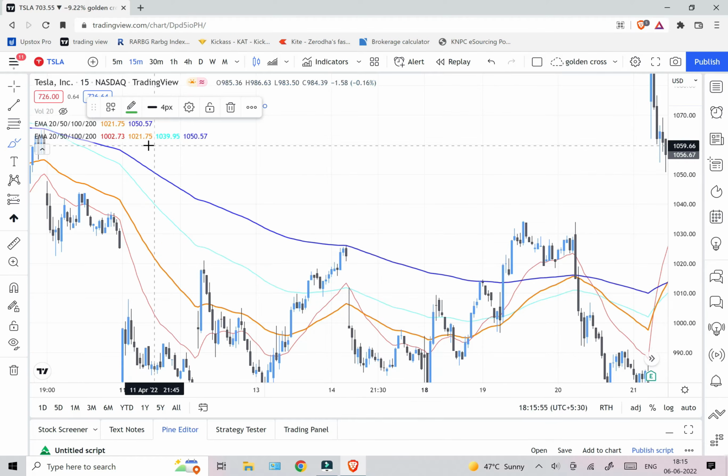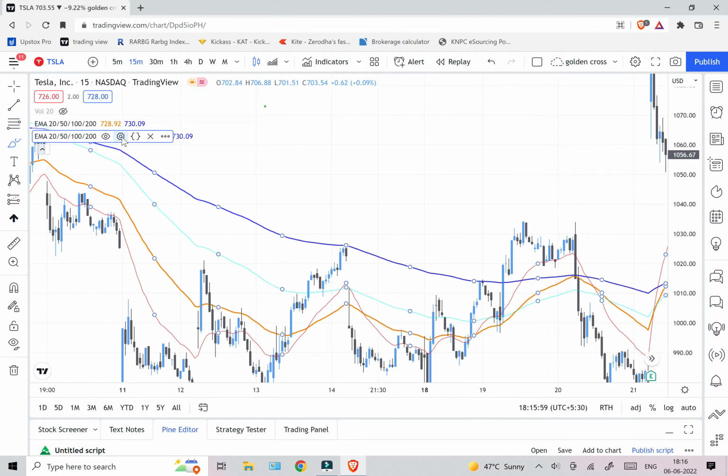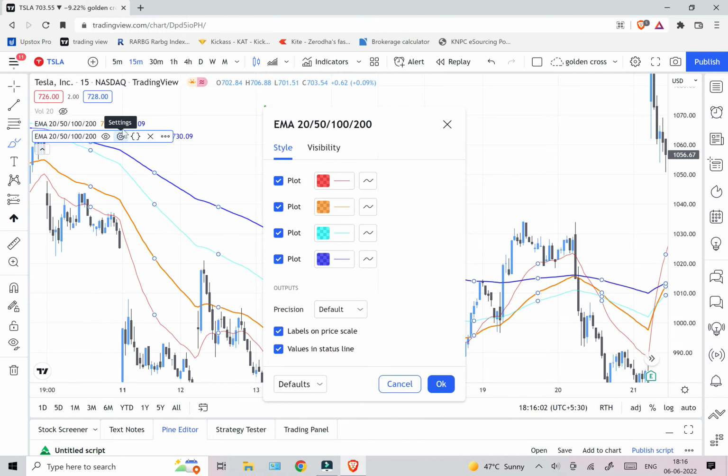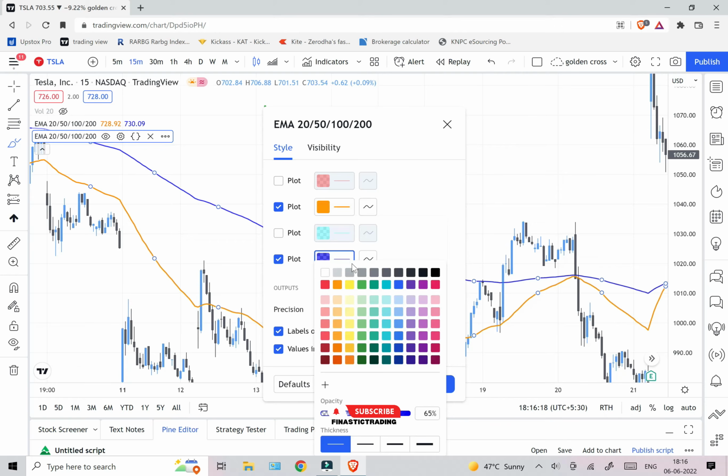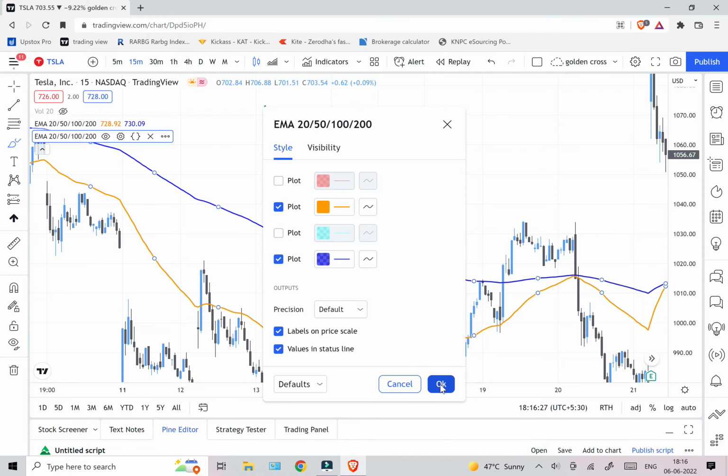Over here, go to settings, turn off 20 and 100. Make the 50 bright in color and 200 also. Once you're done, click on OK.